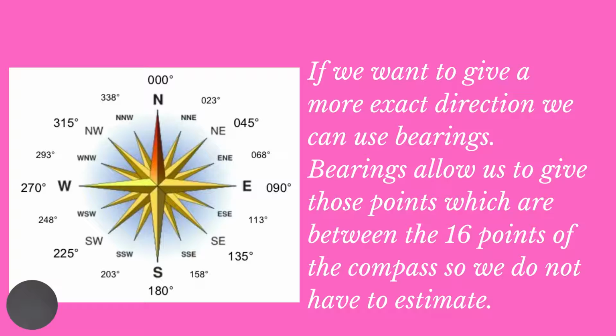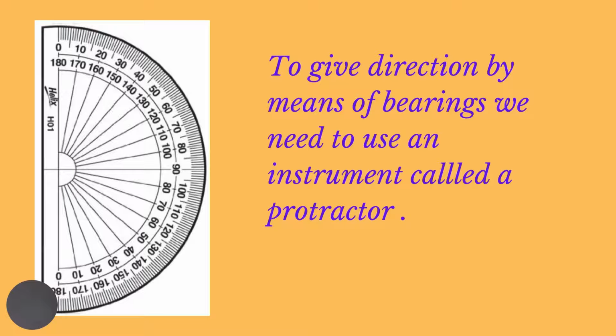Now, if we want to give a more exact direction than the use of the cardinal points, the north, the east, the south, we can use our angular bearings. The bearings allow us to give those points which are between the 16 points of the compass, so we do not have to estimate. When we are trying to give the direction using angular bearing, we will need to use an instrument called a protractor.